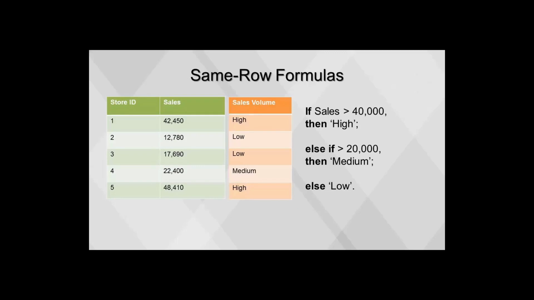The second condition, else if sales is greater than 20,000, is evaluated only if the first condition is false. If the second condition is true, the second outcome, medium, will be assigned. If neither the first nor second conditions are true, then the final outcome, low, will be assigned.